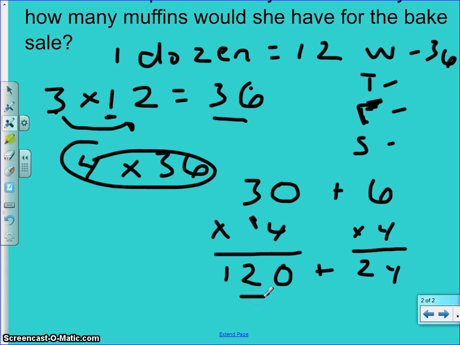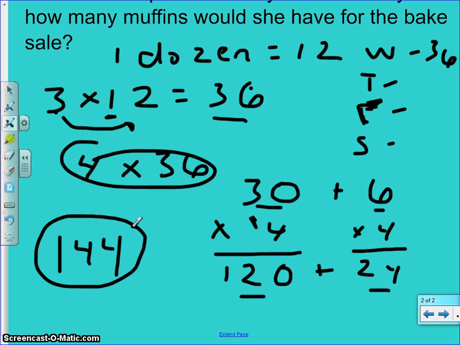I can just add the two numbers together, just like up here, right? Because it's an expanded form. 120 plus 24, that's going to give me 144 muffins. So she is going to make 144 muffins to have at the bake sale on Saturday.